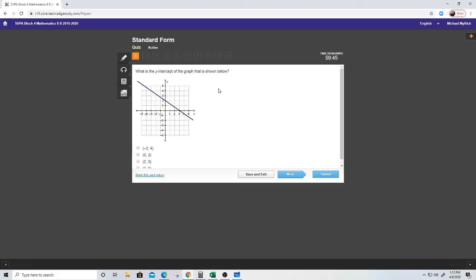Alright, what is the y-intercept of the graph that is shown below? Easy stuff, right? So, this is x equals 0. We just trace it up to 2. So, (0, 2).